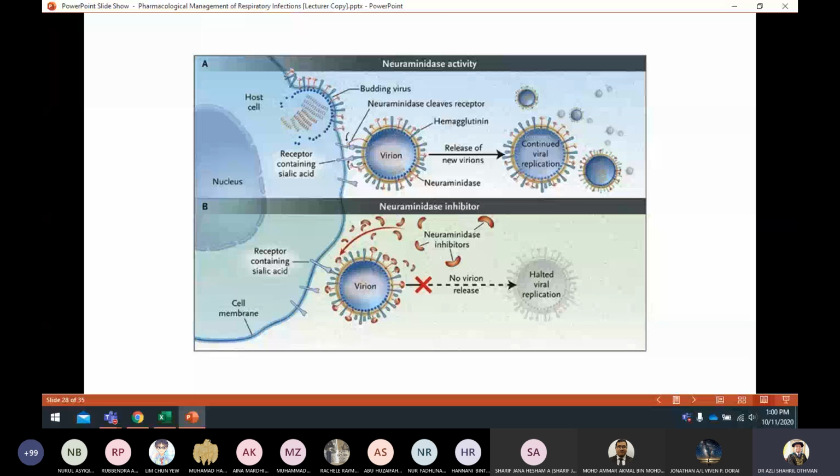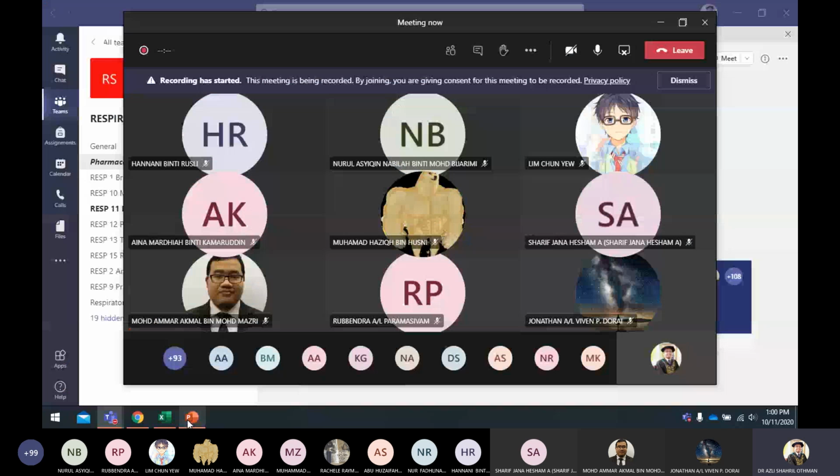the main mechanism will involve neuraminidase. I would say that the other mechanism that you mentioned just now is also accepted. So if you answer that in an SAQ setting, yes, we will accept it. But the best answer will still be neuraminidase. Is that okay? All right, doctor, thank you.